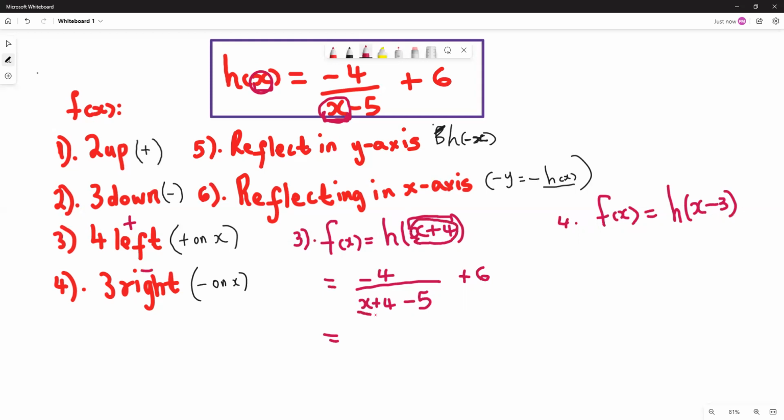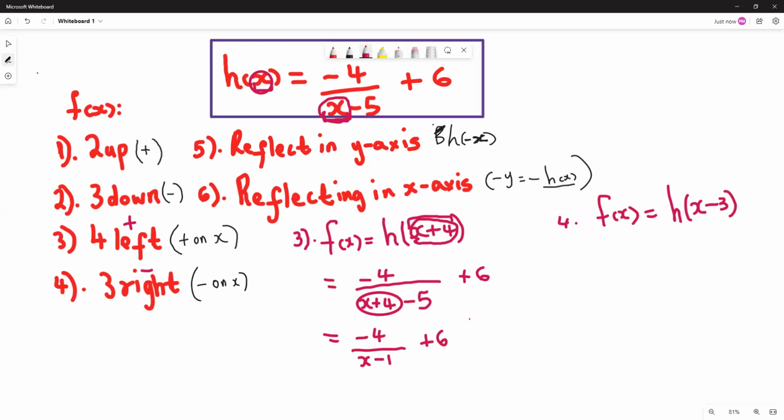So where there was x, I also have to put x plus 4. I'm sure it makes sense, guys, right? And then this minus 5 is this one. That plus 6 is that one. So it's going to be minus 4 all over x minus 1 plus 6.